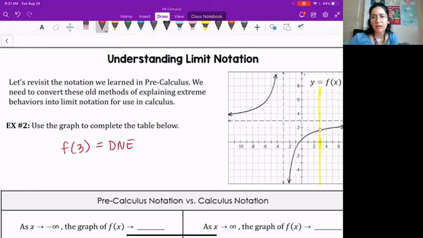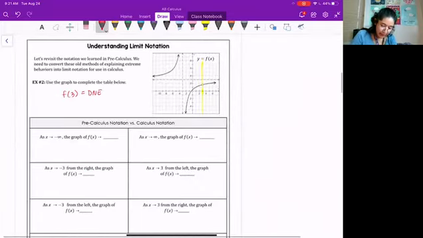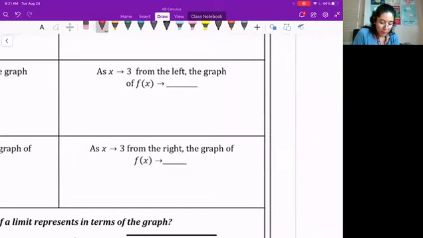But now let's talk about the limit as x approaches 3. I'm going to skip a couple of these and come right here. We're talking about as x approaches 3 from the left and from the right.